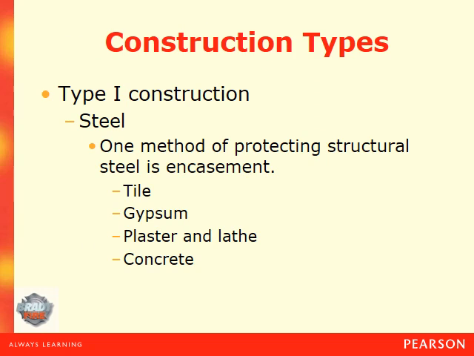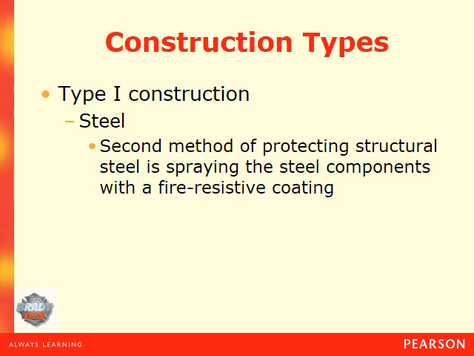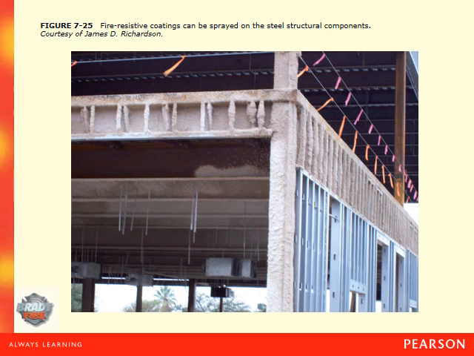There are a couple of different ways that you can protect the steel, and that can be plaster, lath, concrete, gypsum, or tile. And again, here's an encasement method of giving the steel that structural integrity. A second method of protecting structural steel is spraying the steel components with a fire-resistant coating, as seen here.